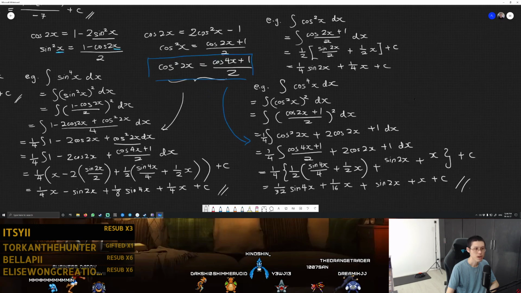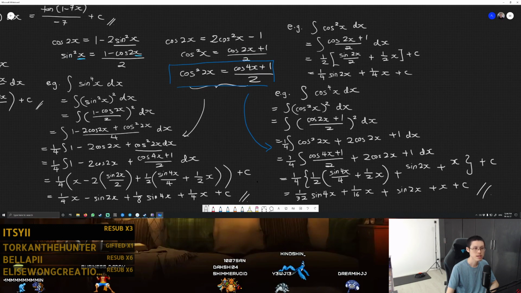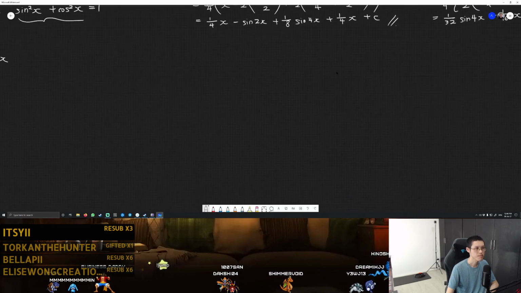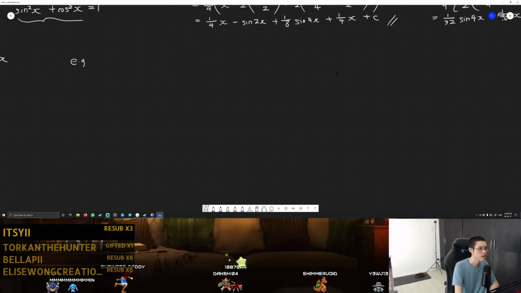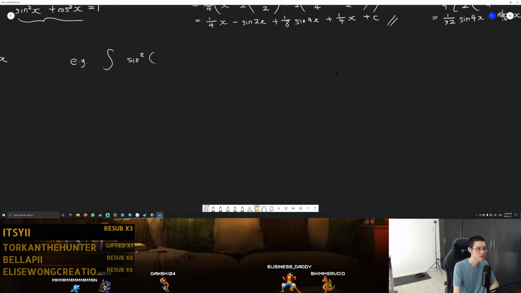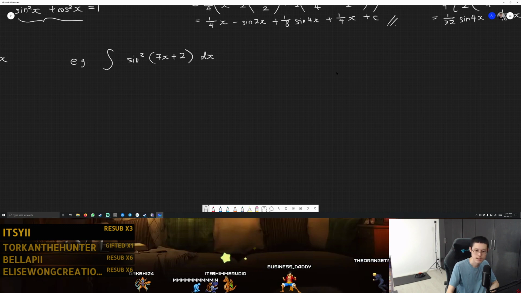Right, let me show you another example. What if they were to combine these with, let's say, something like that? So integrate sine squared 2x. Let's not do 2x. Let's do 7x plus 2 dx. Okay, what if it's something like this?